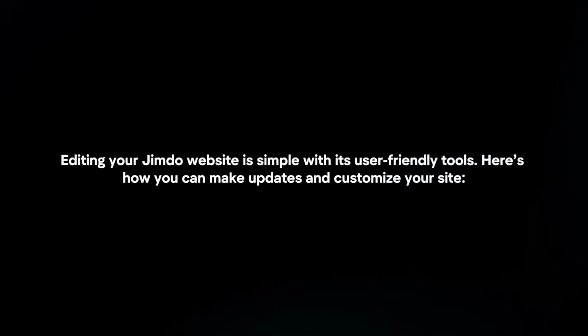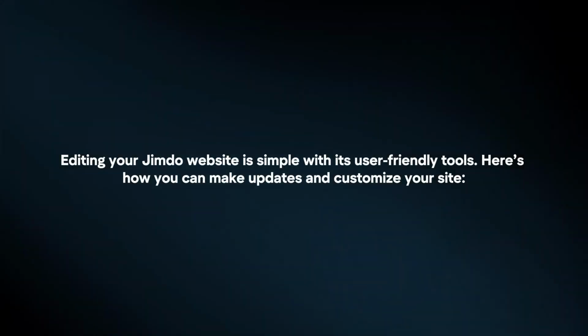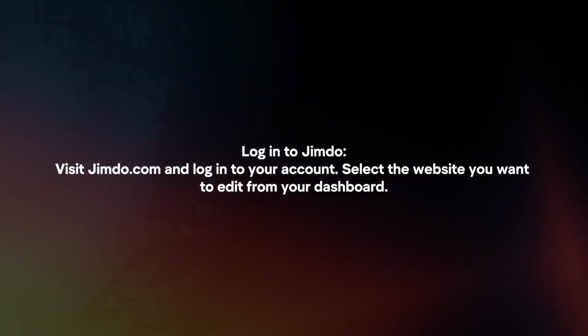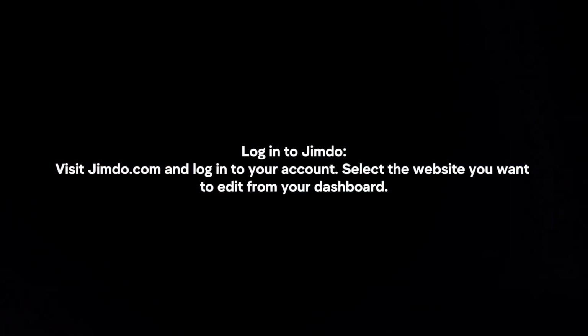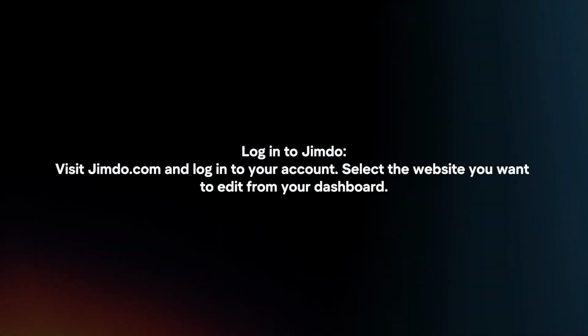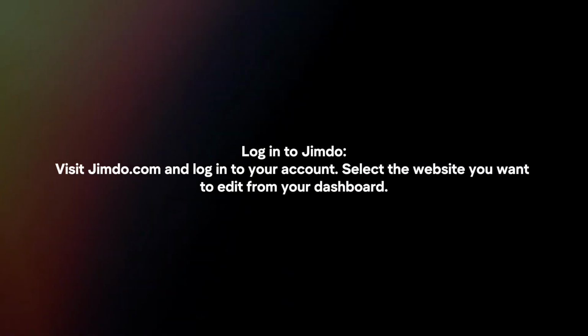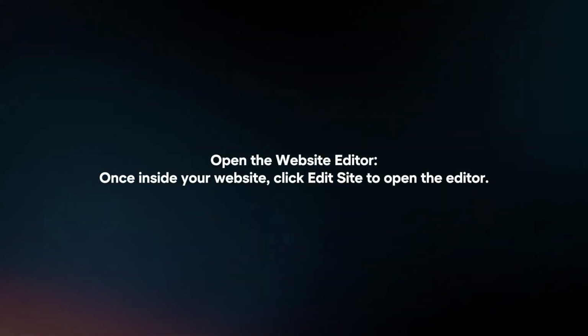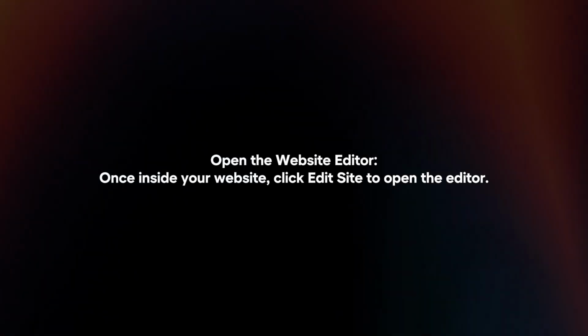Editing your Jimdo website is simple with its user-friendly tools. Here's how you can make updates and customize your site. Log into Jimdo. Visit jimdo.com and log into your account. Select the website you want to edit from your dashboard. Open the website editor. Once inside your website, click Edit Site to open the editor.